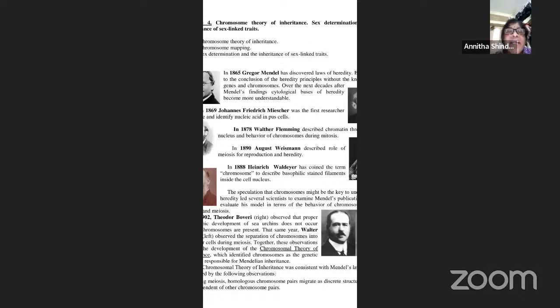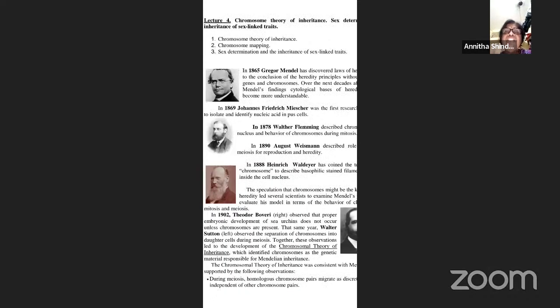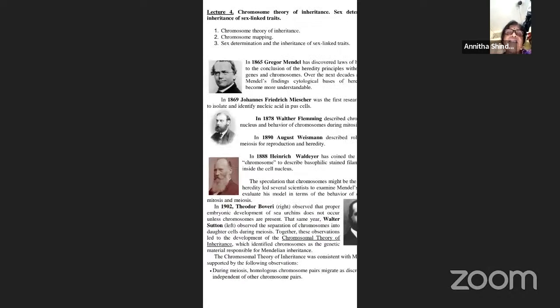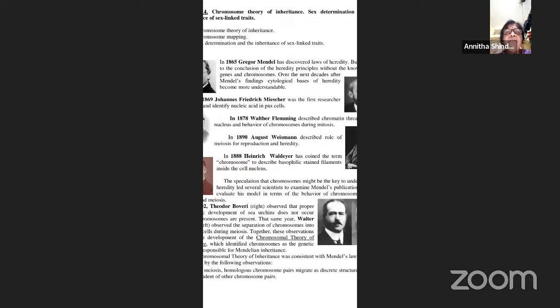Later on, after Gregor John Mendel, Friedrich Miescher was the first researcher to isolate and identify the nucleic acids. So what are the different types of nucleic acid? That is nothing but RNA and DNA. So Friedrich Miescher was the first researcher to isolate and also to identify the nucleic acid.